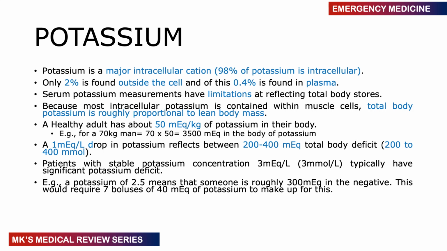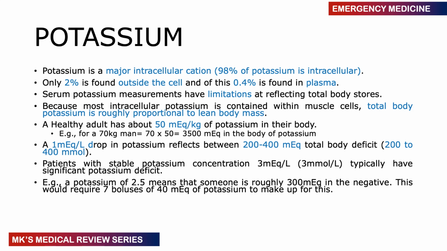So potassium is one of the very important electrolytes that is there in the body. It is the major cation that you find inside the cells. Remember, outside the cells, which is known as the extracellular space, you have a lot of sodium, very little concentrations of potassium. On the inside of the cells, which is known as the intracellular space, you have a lot of potassium and very little sodium. So potassium accounts for about 98% of it being in the intracellular space and only about 2% of it being found outside the cells. And of this, only 0.4% is found in plasma.